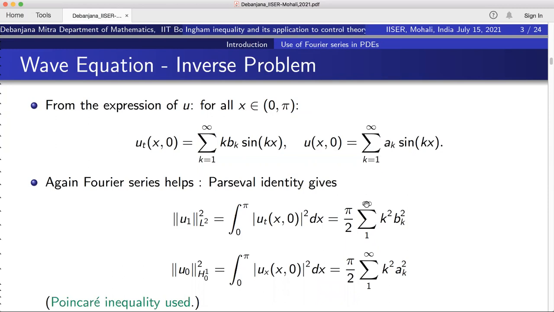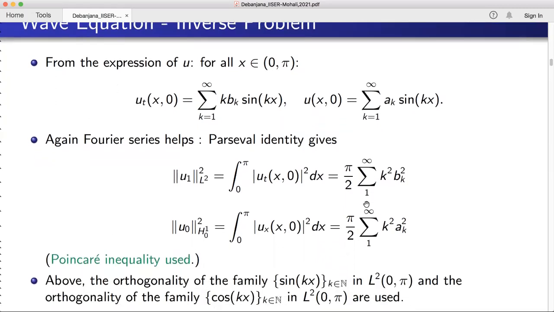Okay, and now if we need to do the estimate, this u_t at x = 0 is basically u1, so I need to estimate the L2 norm of u1, and that is nothing but the summation of k squared b_k squared. You will get pi by 2 as a coefficient. The L2 norm of u1 squared is nothing but that summation of k squared b_k squared. That coefficient is coming.